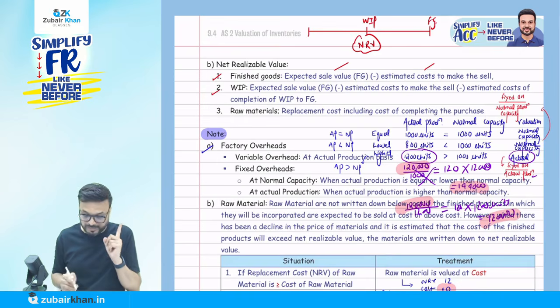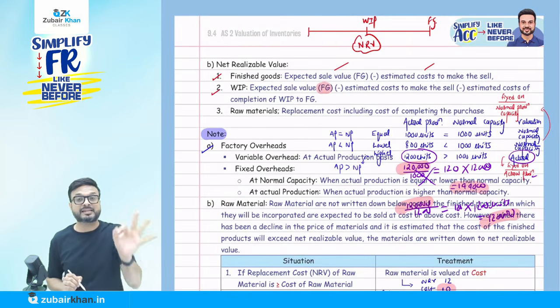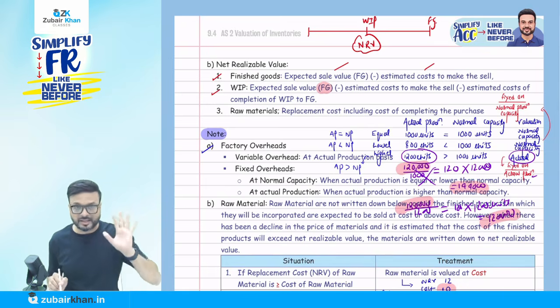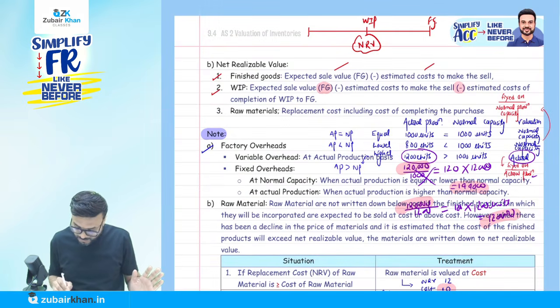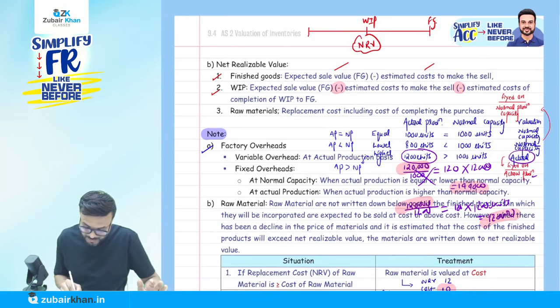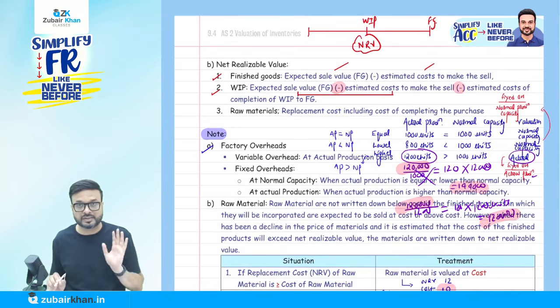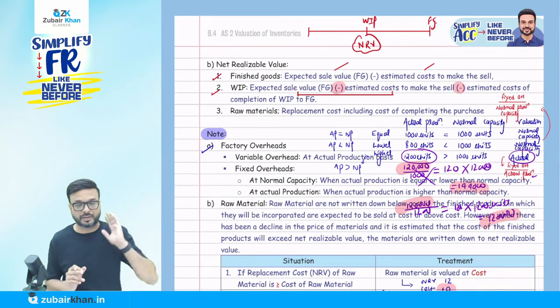In that case, it says expected sale value of finished goods. We can find the expected sale value of finished goods, correct, minus estimated cost to make the sale. Same as the NRV of finished goods. But one more thing will come now. What is that thing? They say it is the estimated cost of completion of WIP to finished goods. To make it simple, first we have to calculate the NRV of finished goods: expected sale value of finished goods minus estimated cost to make the sale. Okay.